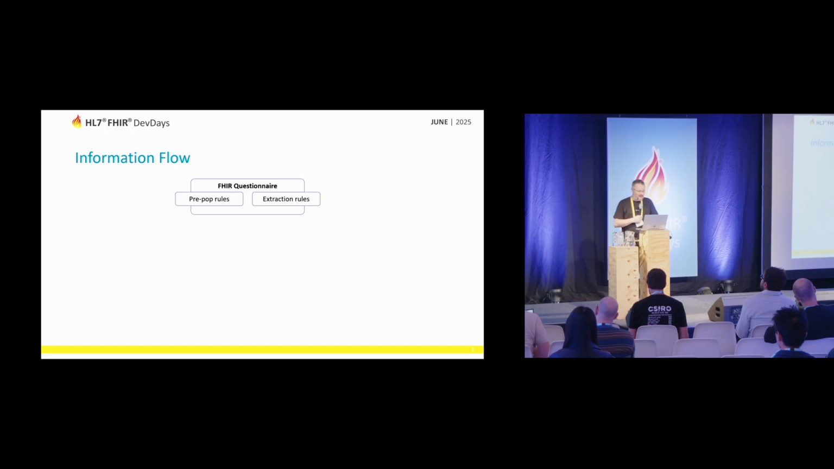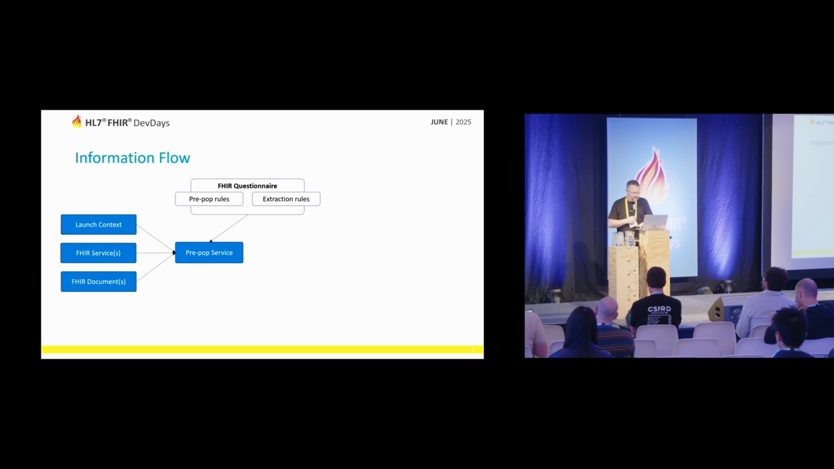So we've got our FHIR questionnaire with its pre-pop rules and extraction rules, which are embedded inside it. They'll run out to a pre-pop service, which might be internal to the renderer, it might be internal to the system, or it could be external. All of those are possibilities. They'll leverage the launch context, which is typically the patient. That's quite normal. There might be FHIR services, which is where it's going to go and drill to get additional info. That could even be FHIR documents like an IPS summary. That would be a really good case for that.